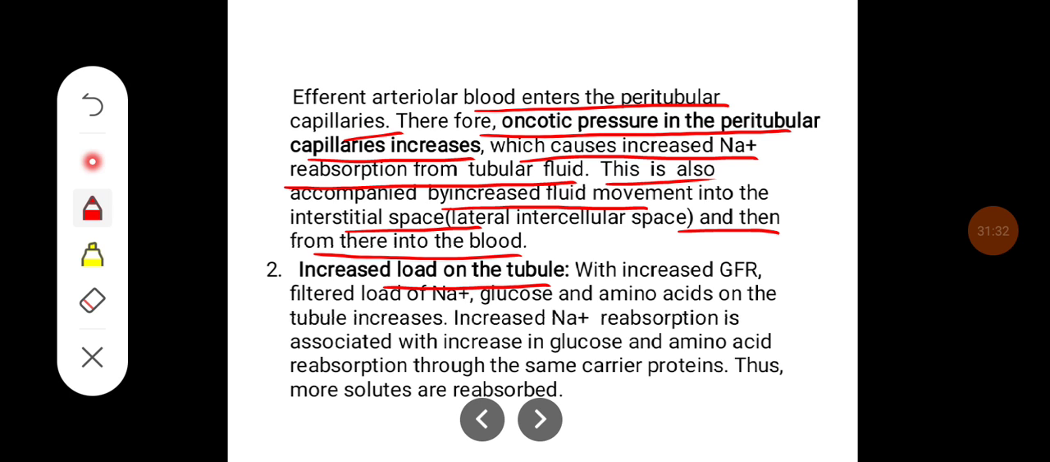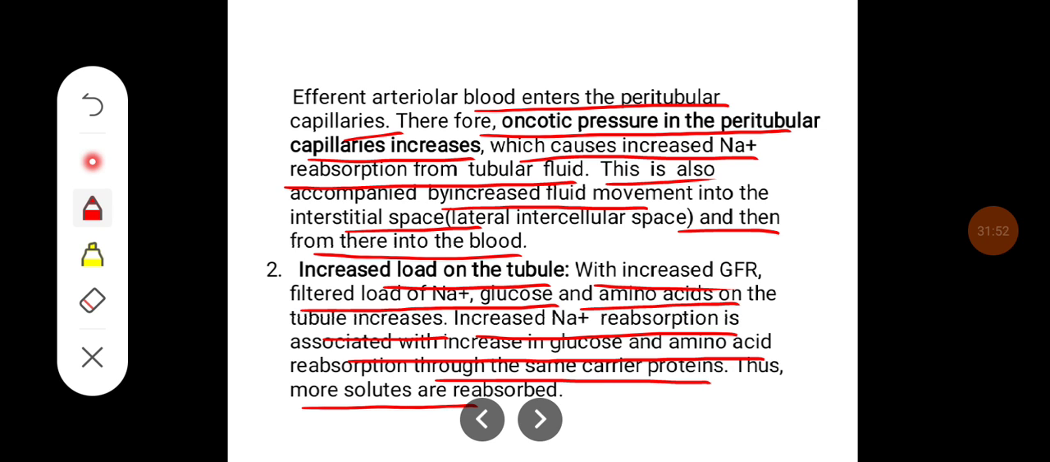Increased load in the tubule. With increased GFR, filtered load of sodium, glucose and amino acids on the tubule increases. Increased sodium reabsorption is associated with the increase in the glucose and amino acid reabsorption through the same carrier proteins. Thus, more solutes are reabsorbed.